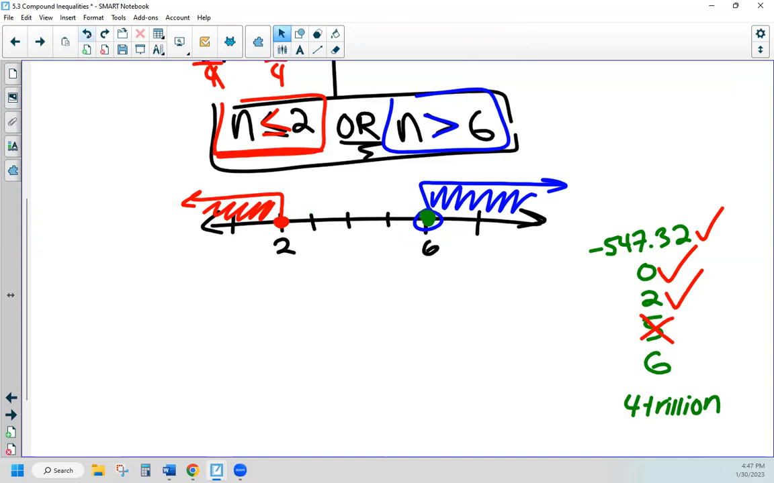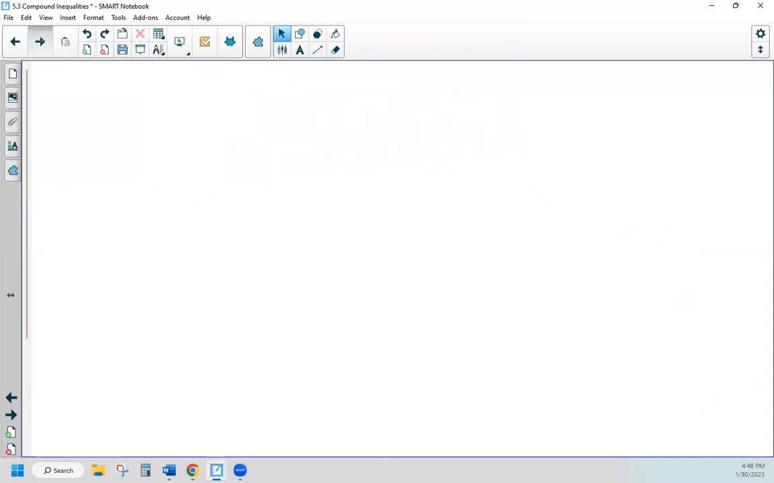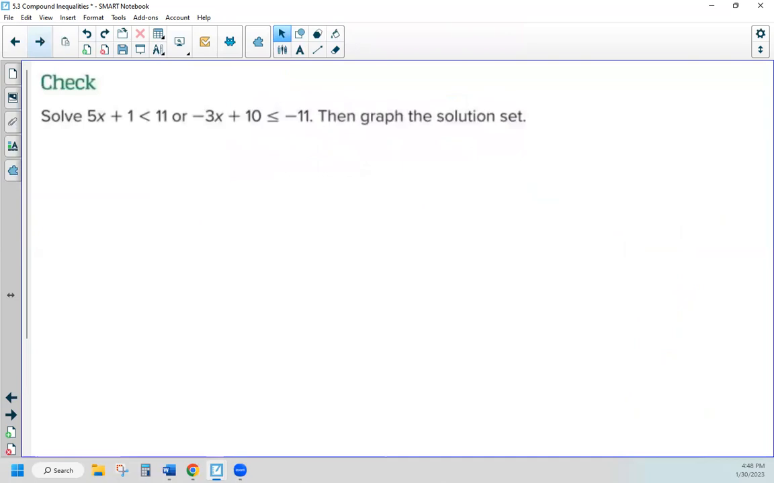What about the number 6? The number 6 is an open circle. Therefore, it's not under the red region, and it's not under the blue region, so it's neither of those. And then lastly, the number 4 trillion. The number 4 trillion is located roughly right about here. It's a joke, but it's going to be in the blue section because that line goes forever. Those are some of the numbers that are true for your inequality, and the numbers that are false or not part of your solution set. All right, moving on.